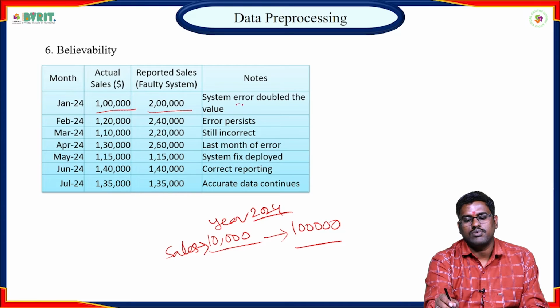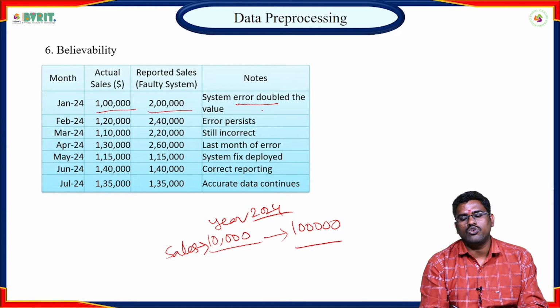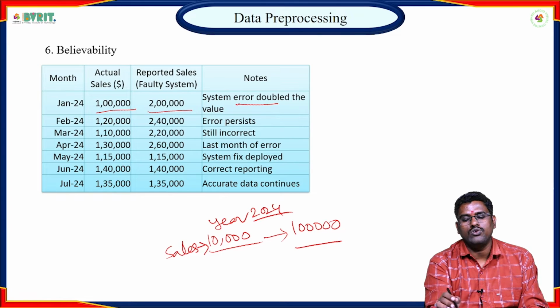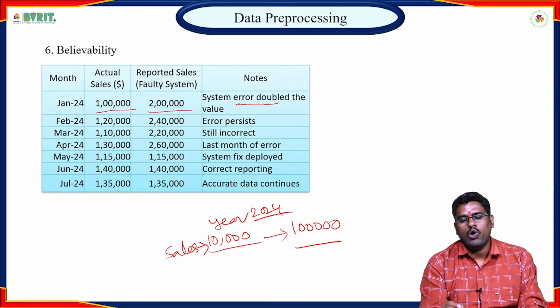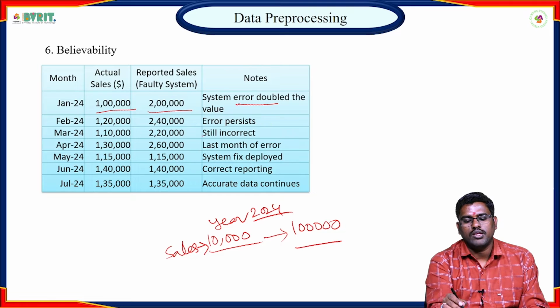So because of system error, double that value. In believability, what they are doing means they need to identify the actual value. In case any mistake is there, all those things will be seen. So the error will be increased into 2 like this. Everything will be increased into 2 like that.